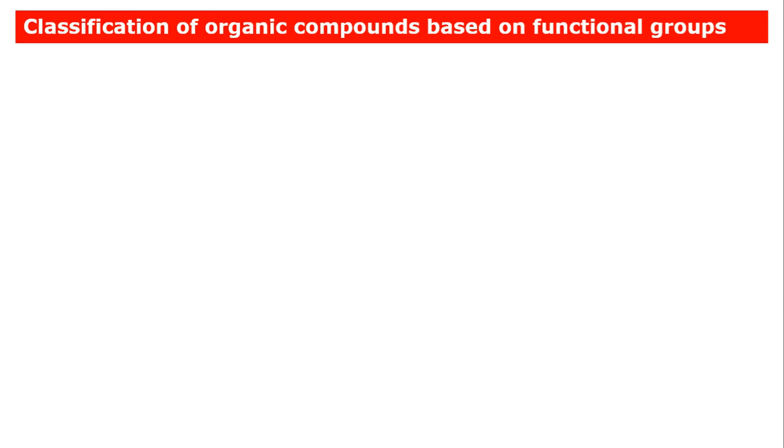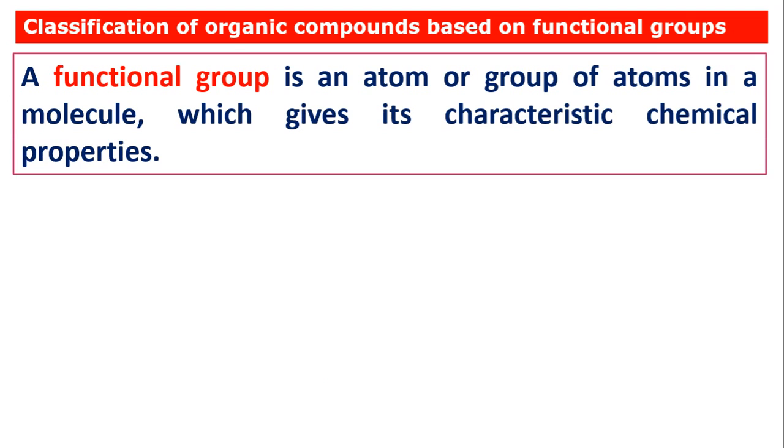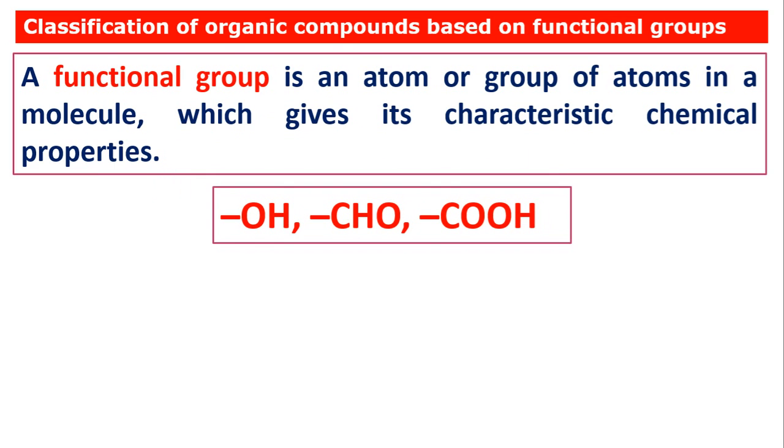Now, the classification of organic compounds based on the functional groups. A functional group is an atom or a group of atoms in a molecule which gives its characteristic chemical properties. For example, alcohol OH, aldehyde CHO, carboxylic acid COOH, ether O. So a functional group is an atom or a group of atoms in a molecule. It gives the characteristic chemical properties.